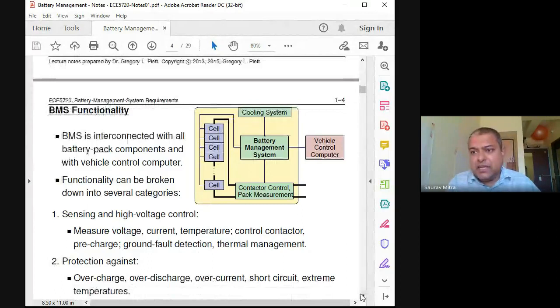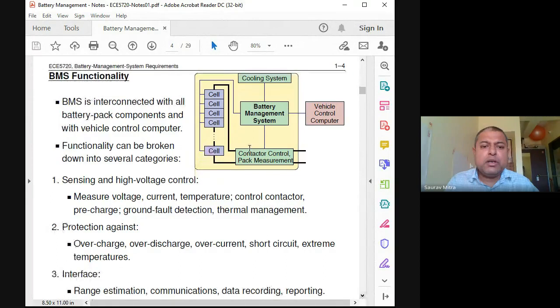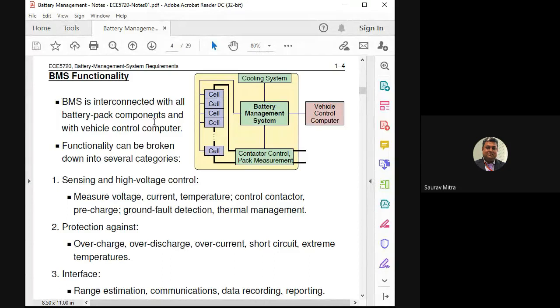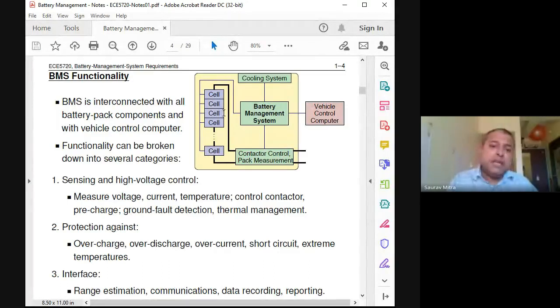Second is BMS functionality. So here comes our main job. Whenever you are talking about BMS, this is the main thing. It is interconnected with all battery pack components and with the vehicle control computer. Here all the cells stand. This is the topology we have studied. Then there is the BMS, at the center of it. What all does it control? It checks the state of charge, how much charge is remaining, and the rate at which the battery is being discharged.